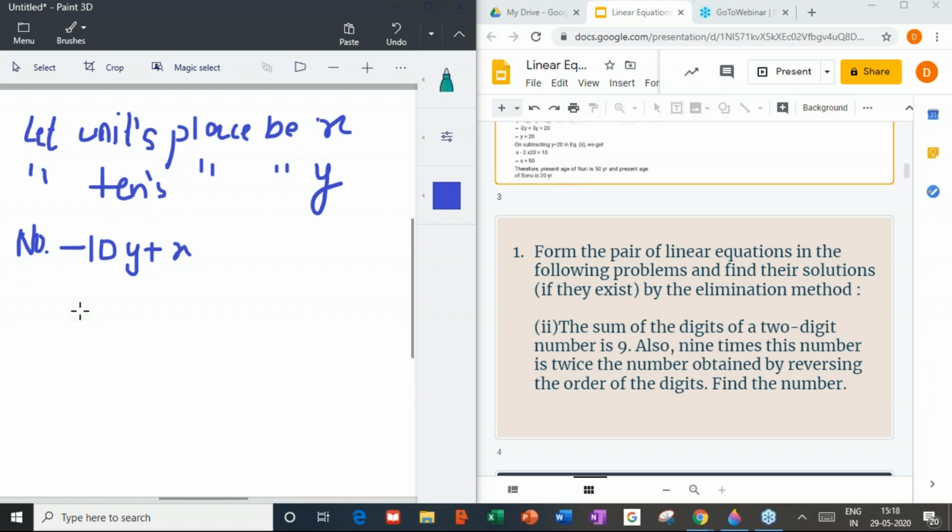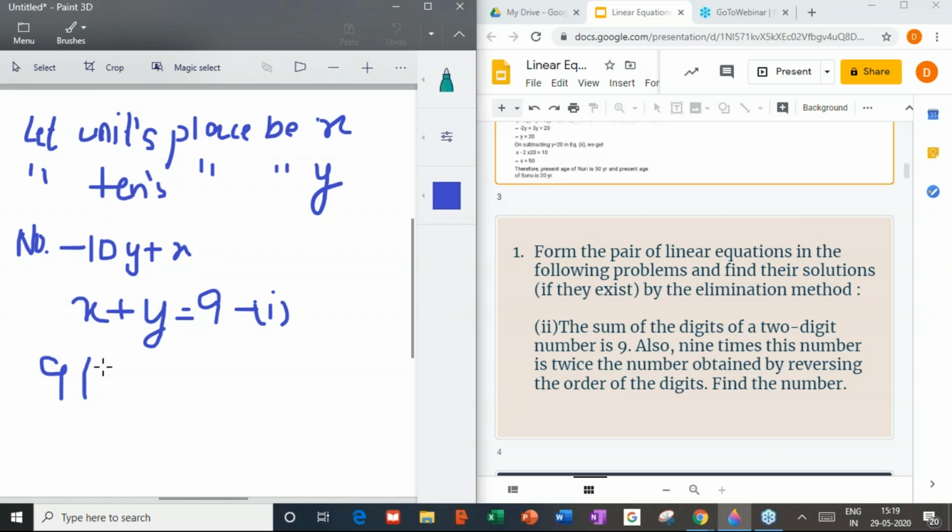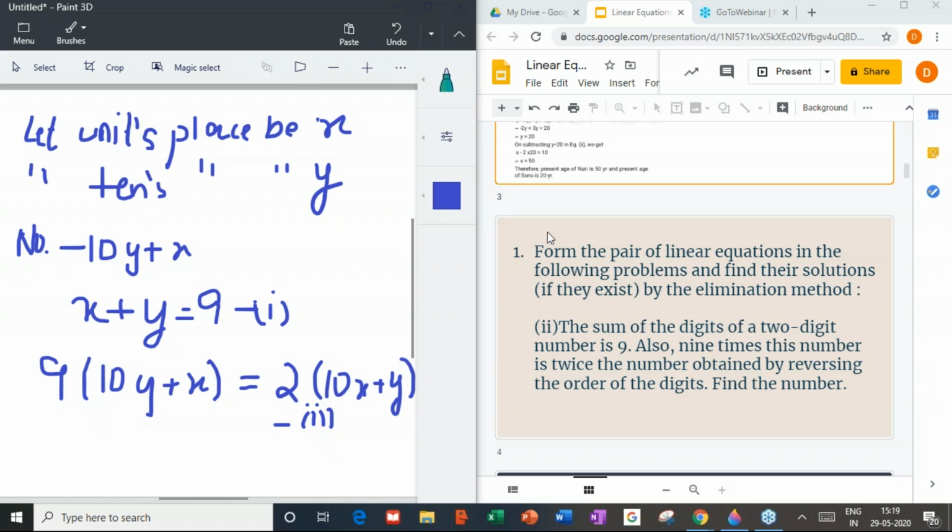Okay, so the number will be this, and the condition says the sum of the digits is 9. So you just need to consider x plus y is equal to 9. That's the first equation. What is the second equation? 9 times this number. Now when they say this number, it becomes 10y plus x, right? So 9 into 10y plus x is giving you what? Twice the number obtained by reversing the order of the digits. So it becomes 2 times 10x plus y. And this is our second equation. Now solve this by the elimination method and give me the number.